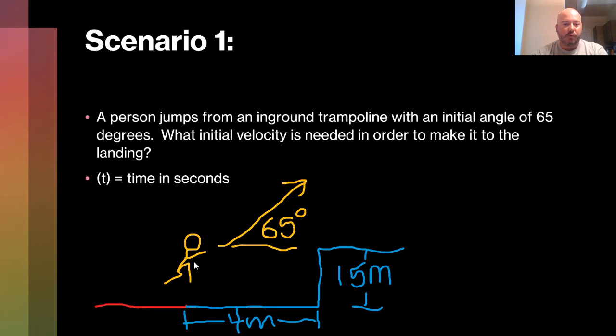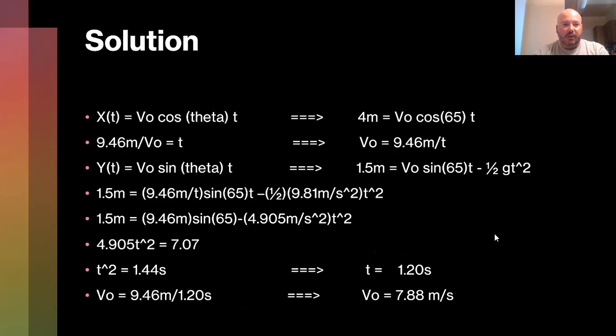Here we have a crude drawing of a person jumping upwards at a 65-degree angle, in which they have to clear 4 meters in the x direction and 1.5 meters in the y direction. For the solution, we use x equals initial velocity cosine theta times t, which becomes 4 meters equals initial velocity cosine 65 degrees times t. From that, we get 9.46 meters divided by the initial velocity is equal to t, or the initial velocity is equal to 9.46 meters divided by t.